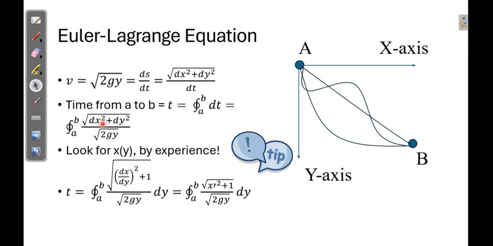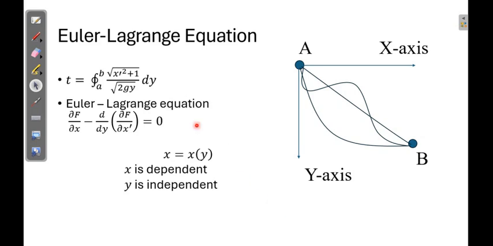To do that, we need to select an independent variable and a dependent variable. From experience, we will set x to be the dependent variable and y to be the independent variable. To do that, we will have to take dy outside the square root. Hence, we will have dx by dy the whole squared plus 1, over root 2gy. dx by dy is simply x prime.